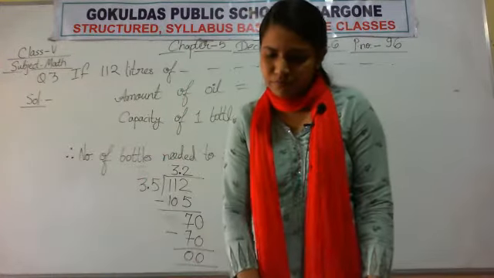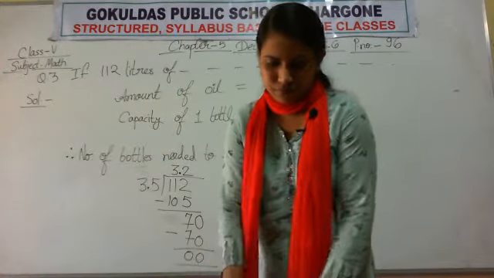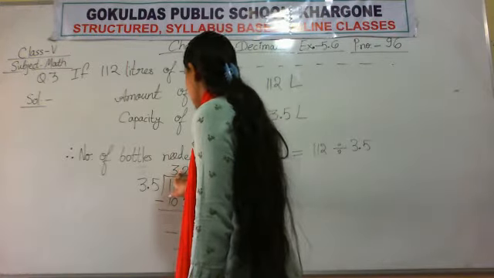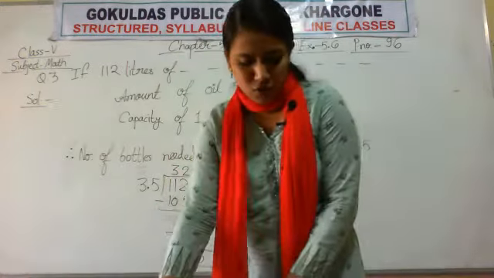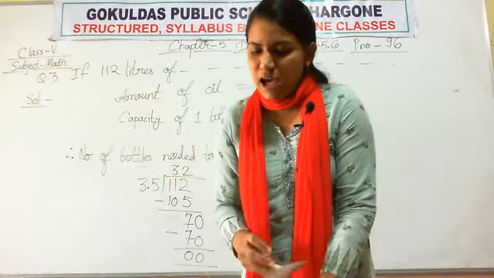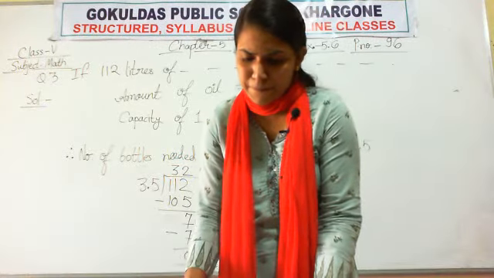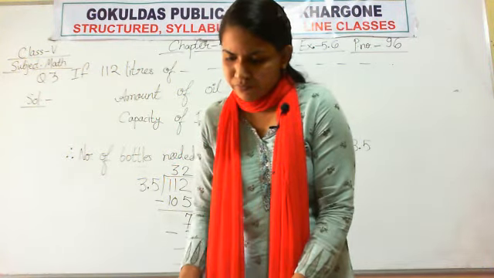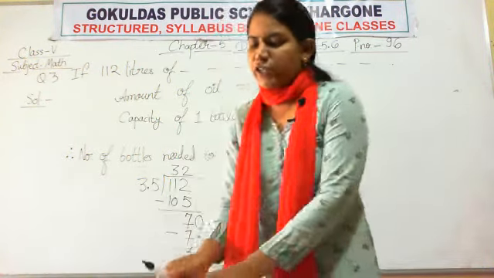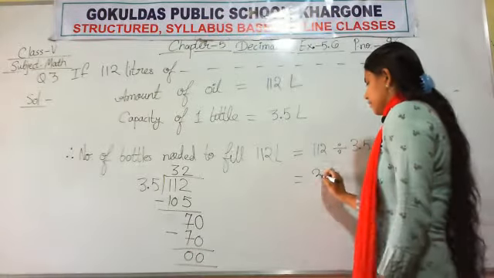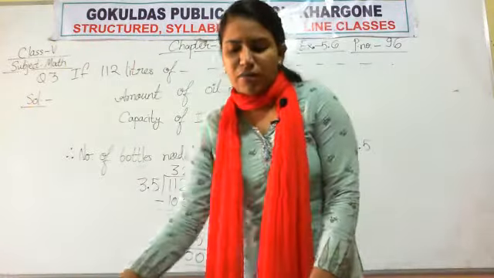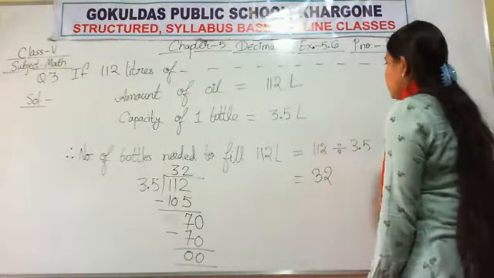So here we will not put any decimal. Total 32 bottles are needed to fill 112 liters. Now question number 4, problem number 4.